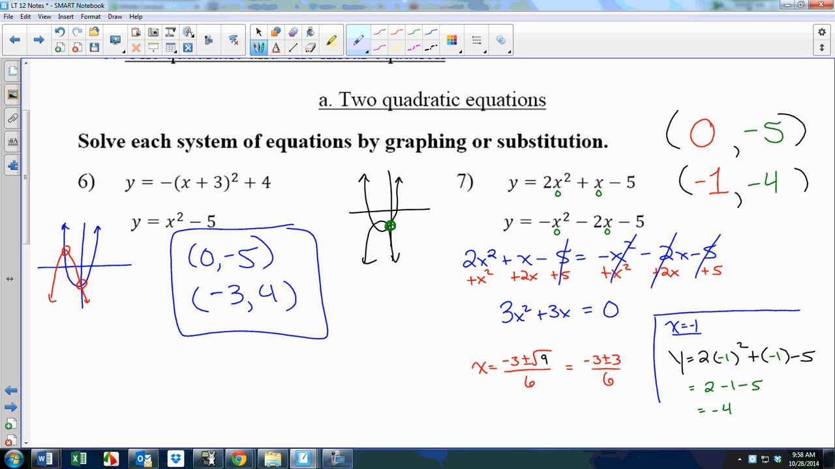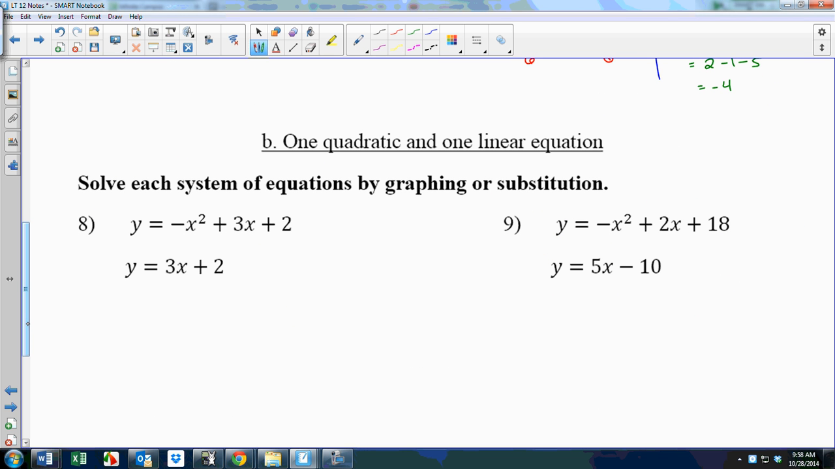For the sake of time in the video, if you put this in your calculator and you looked on the table, you would see it crossing at those 2 points. You'd have the same y value in the y1 and the y2. All right? So I'm going to pause the video, and I want you to try 8 and 9.